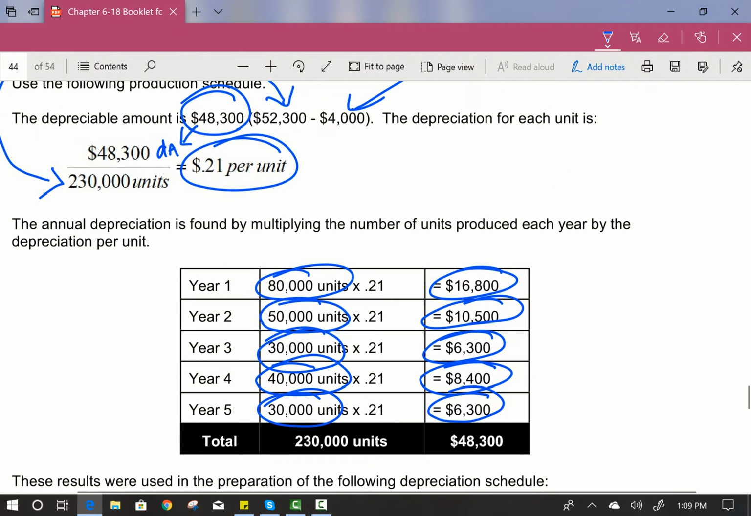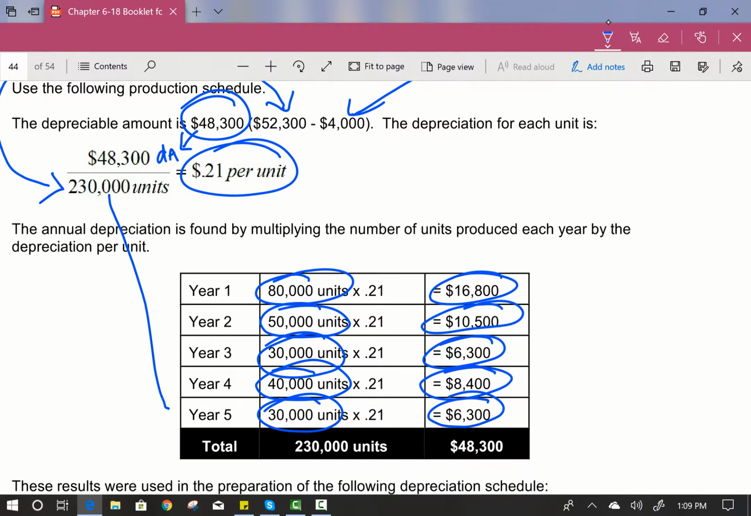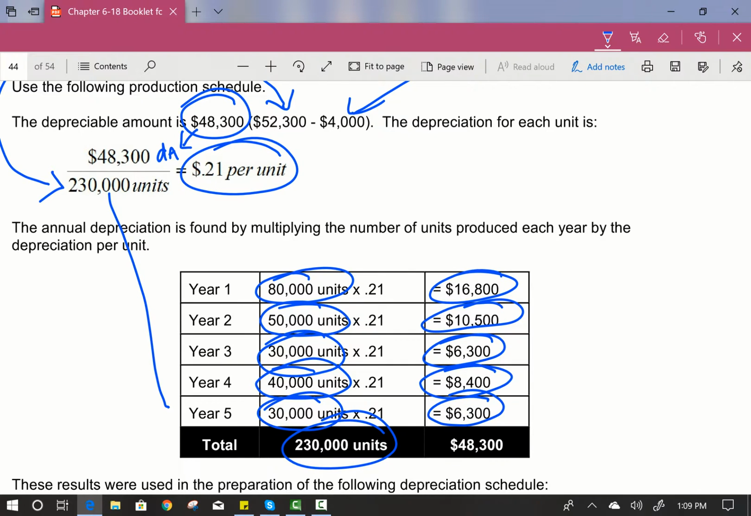So that comes up with a total of the unit. The total amount of life is 230,000 units. And I add up all my depreciation expense, and the accumulated depreciation is $48,300, which will not go greater than the cost less the salvage value. So that's the depreciable amount.